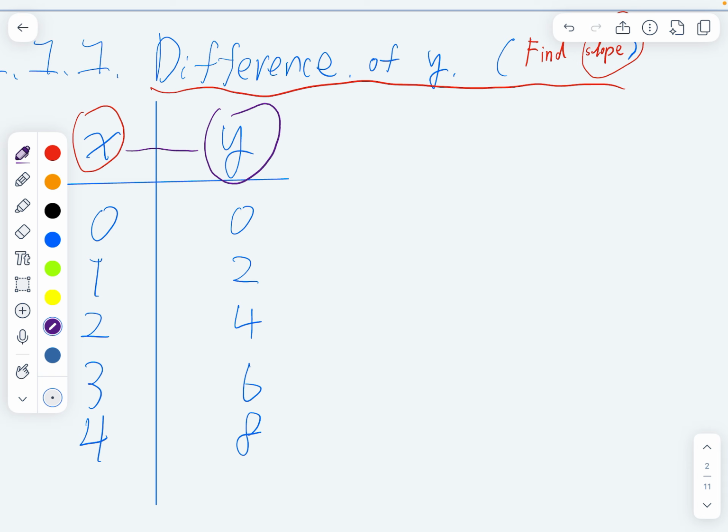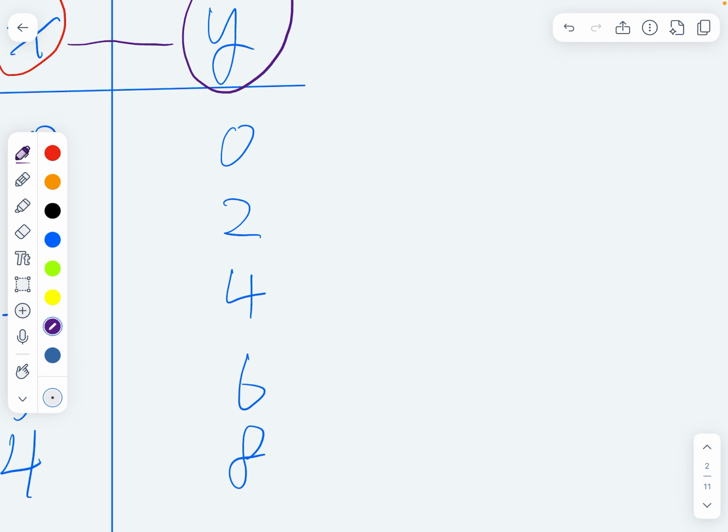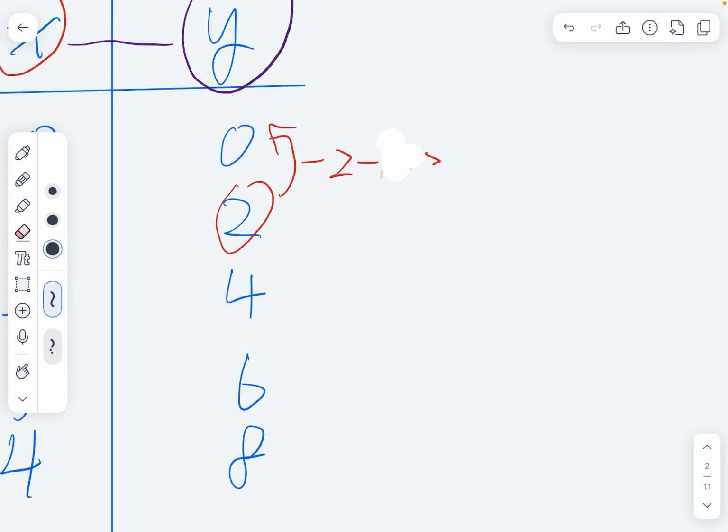So how do we find the difference of y? We can focus only on the y values. That means we take the second value minus the first value. It's going to be 2 minus 0, which equals 2.